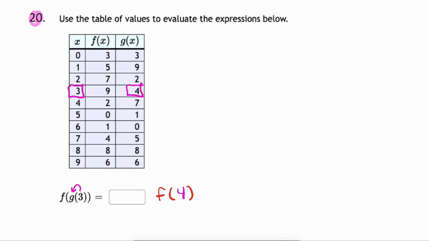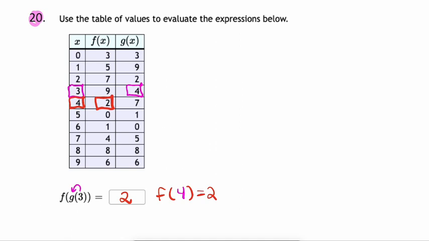Okay. So now we're going to go back to the table. We're going to find an x value of 4, but this time we are using the f function, and the final answer is 2. So g of 3 gave us a value of 4. We went back to the chart, and 4 gave us an f value of 2.